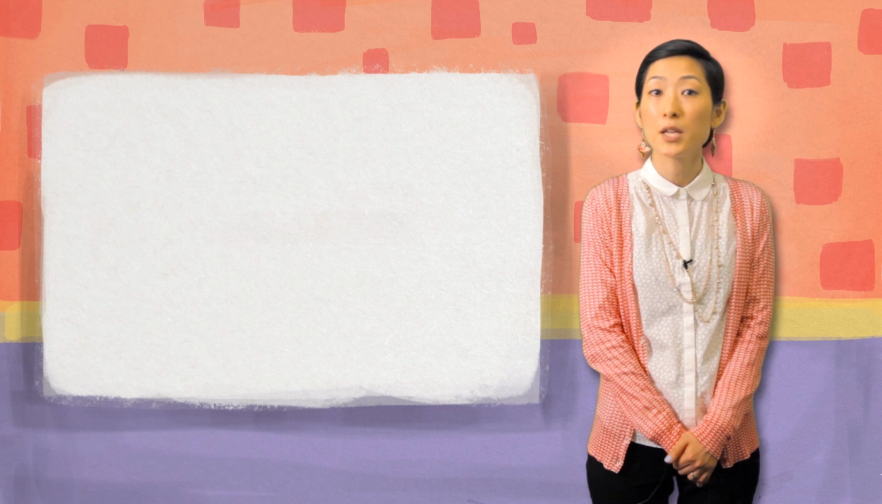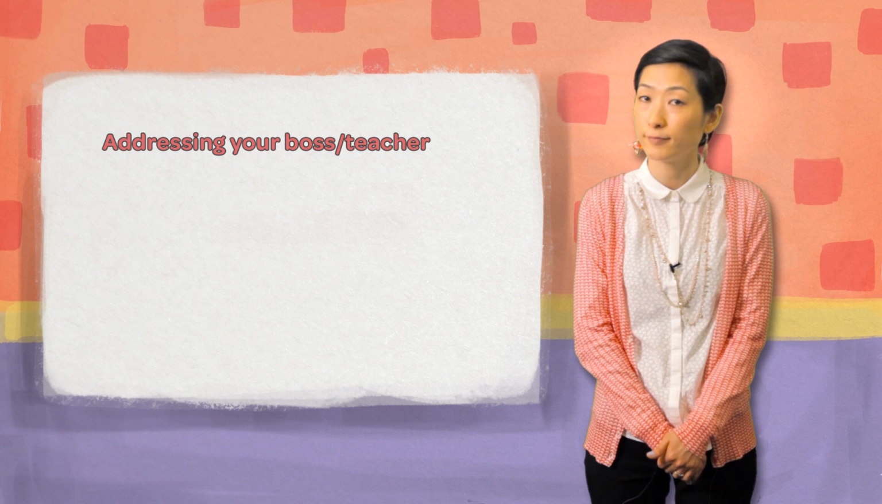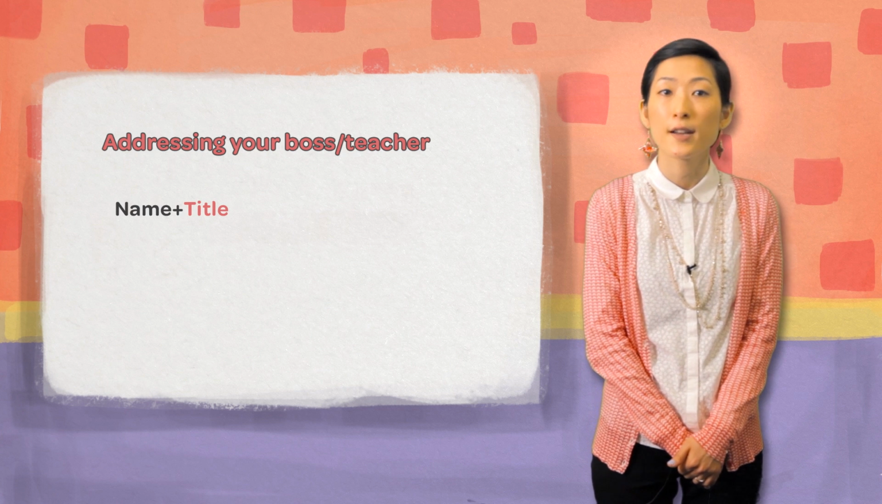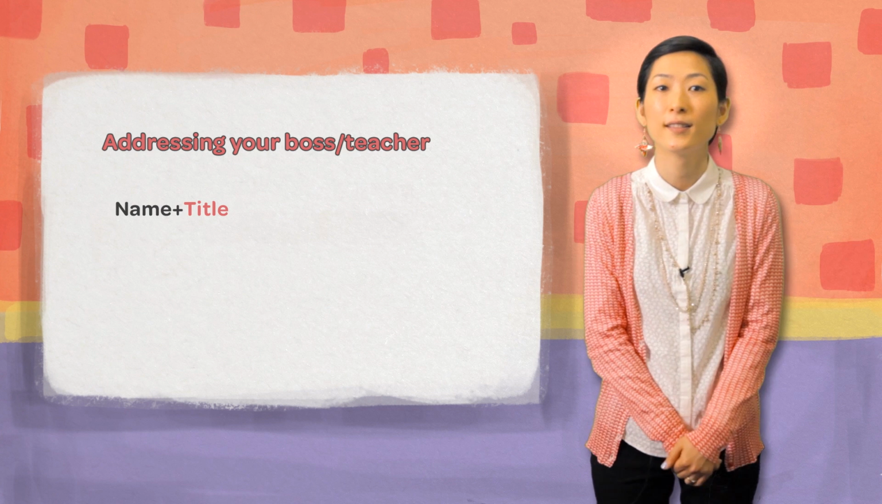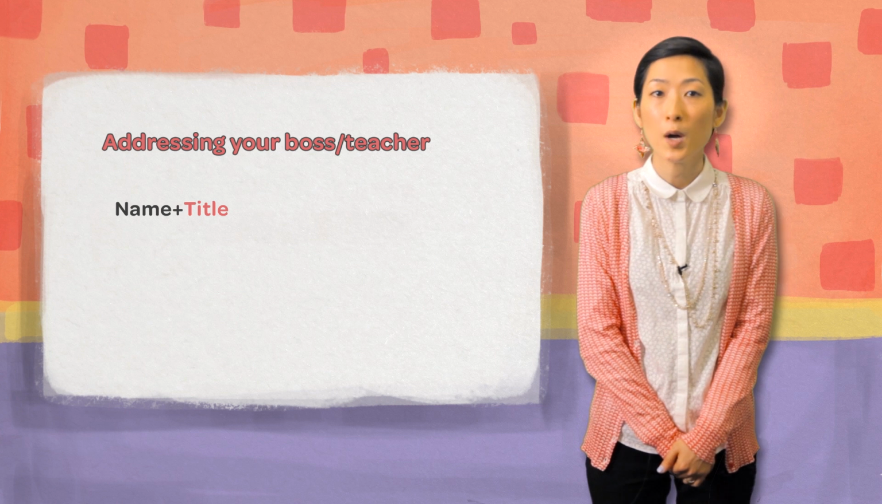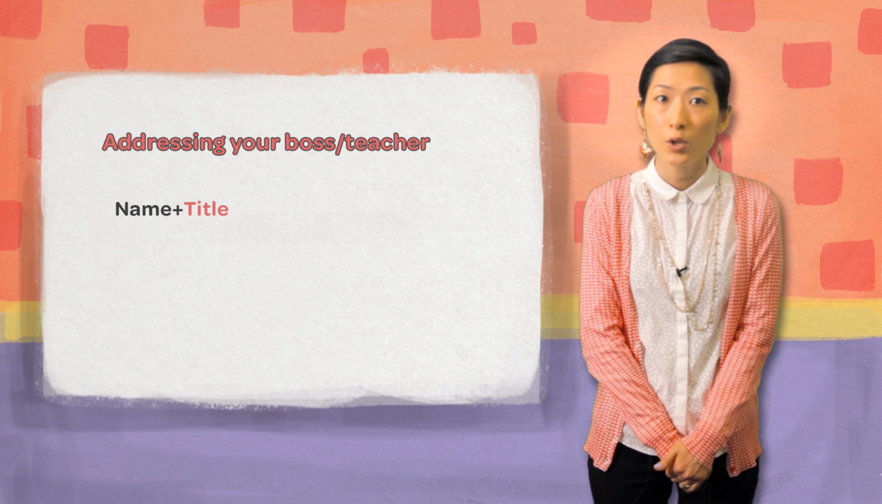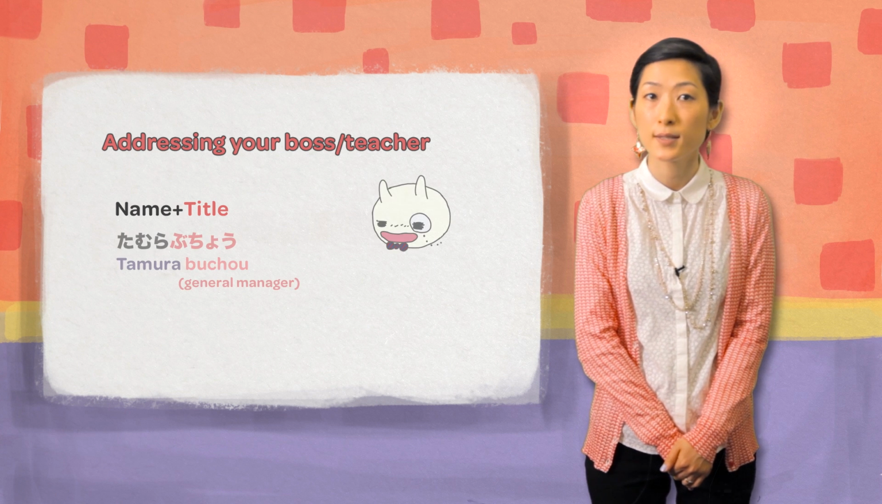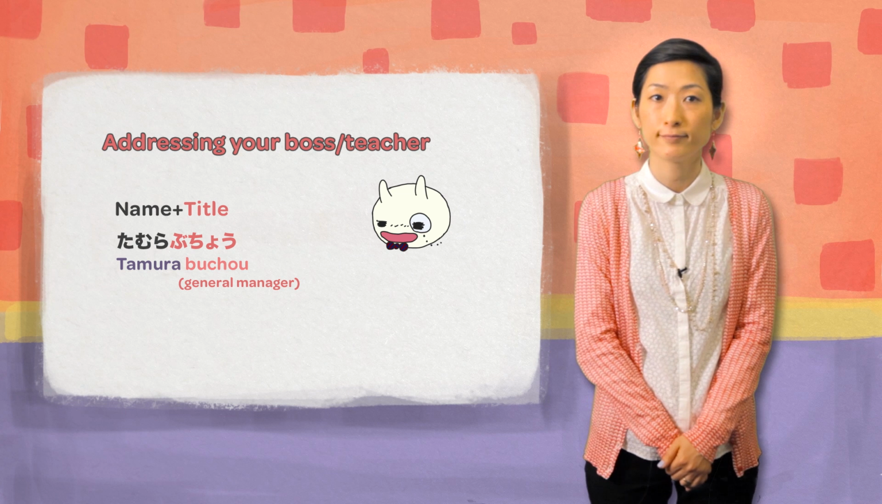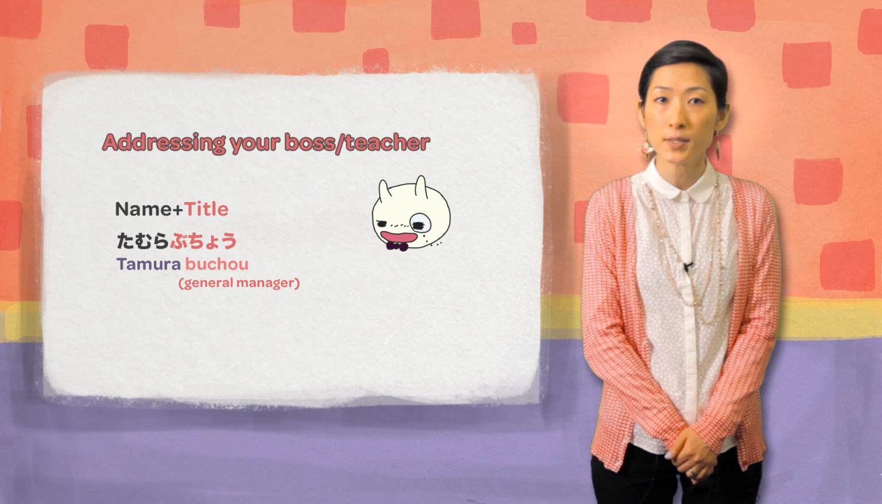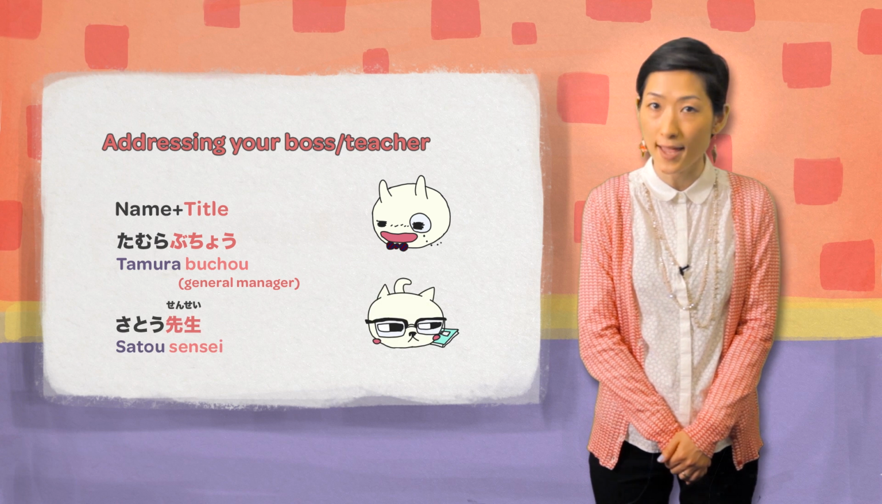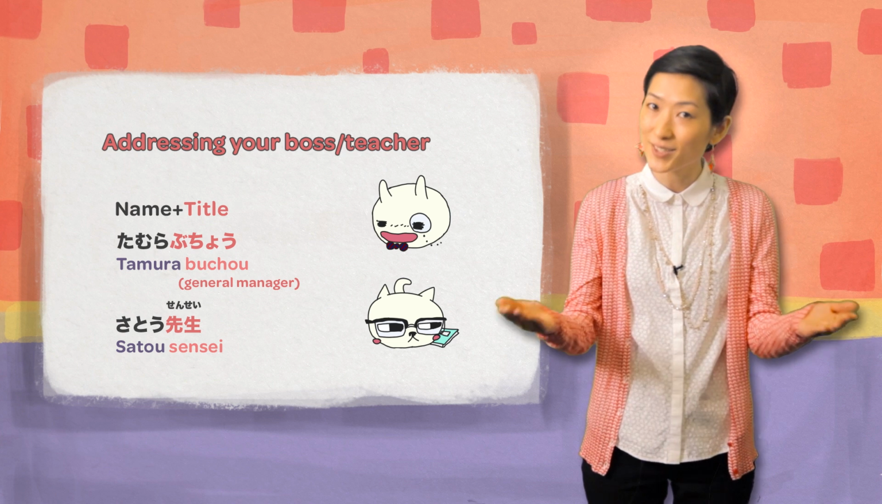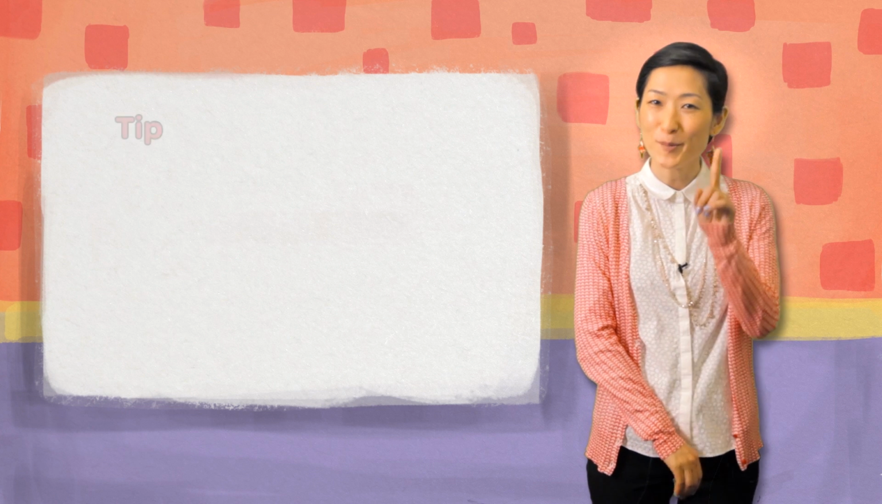Now, what about addressing your boss or your teacher? You usually use their name and their title. For example, if your boss is a general manager, you address him as buchou, such as 田村部長. In the same way, in school settings, you call your teacher sensei. For example, Sato sensei.